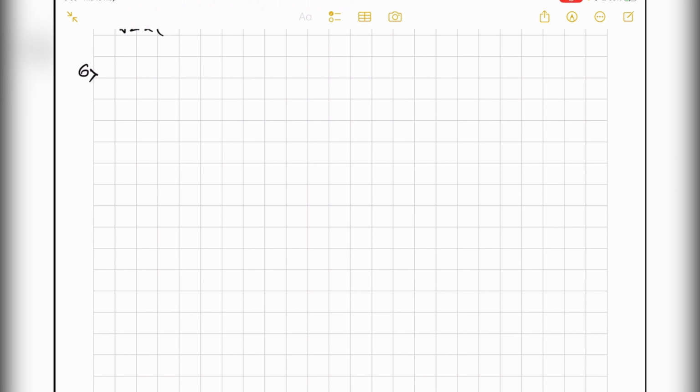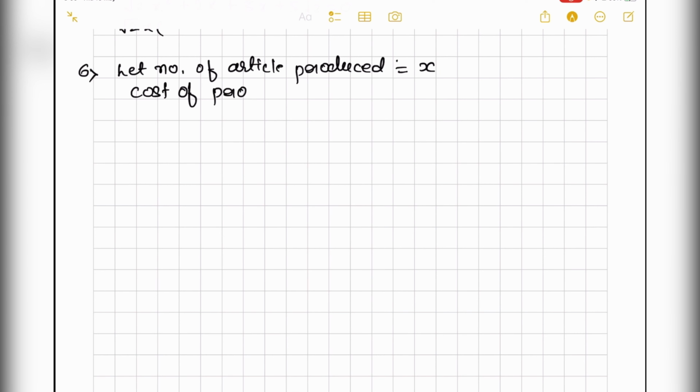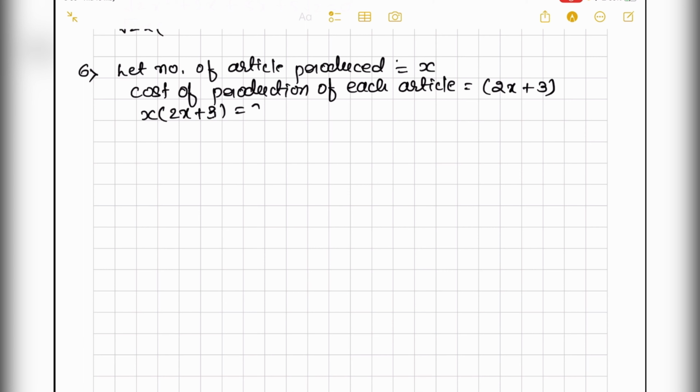Now question 6 says, let the number of articles produced on one day be x. So the cost of production of each article is given as 2 times x plus 3. Now the product of these two is given to me as 90.